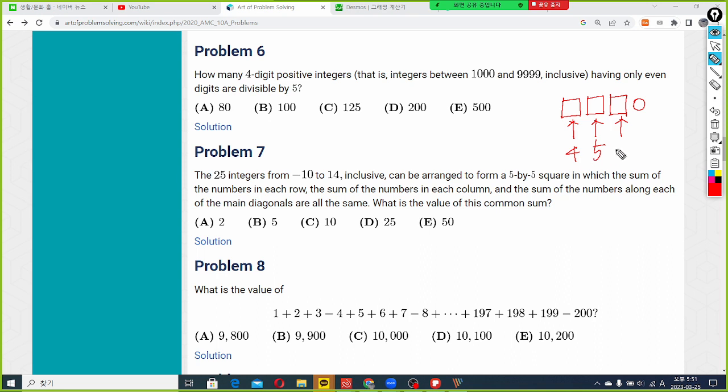So now, what's the total number of even digits? 100. Yep, so B. B is the answer.